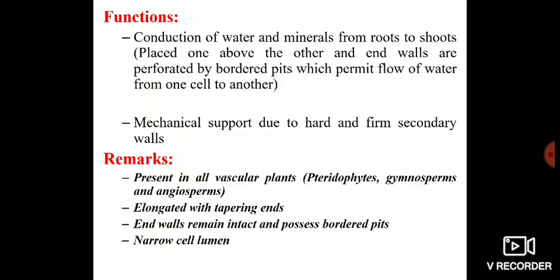Now the functions of tracheids. Tracheids are the principal components along with the vessels, okay, and they help in the conduction of water and minerals from roots to shoots. You know that tracheids are placed one above the other and their end walls are perforated by bordered pits, and because of these bordered pits, they allow the transport of water and minerals from one tracheid to another.